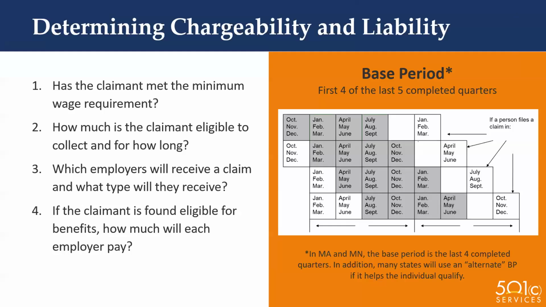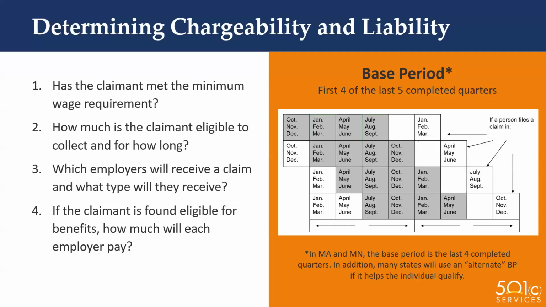So the first thing that the state is going to do when someone files an unemployment claim in every state is they're going to establish something called the base period. The base period in almost all states is going to be the first four of the last five completed quarters. The two exceptions I'm aware of are Massachusetts and Minnesota. They have to be different. They use the last four completed quarters, but almost every state uses the first four of the last five completed quarters.